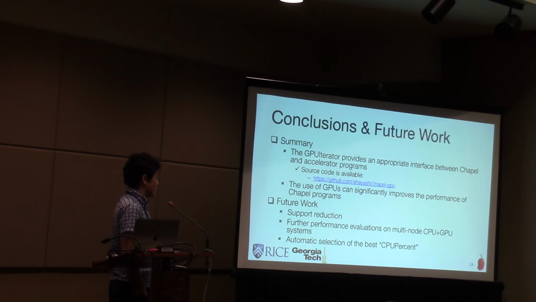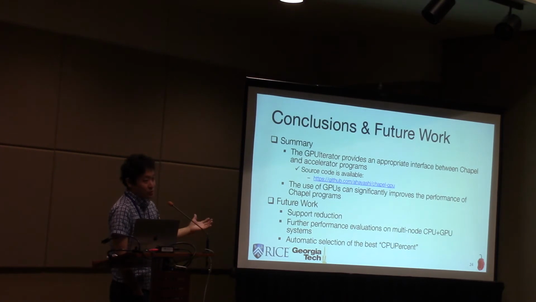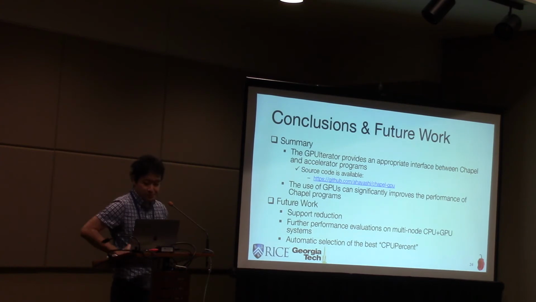For the future, we only support the forall loop so far, and hopefully we can support reduction as well. Also, we only evaluated Black-Scholes in the multiple node environment, so hopefully we're going to get another application to evaluate. This is more of an ideal, but it would be great if we could do automatic selection of the CPU and GPU percentage, so that we can automatically come up with great performance, or something like that.